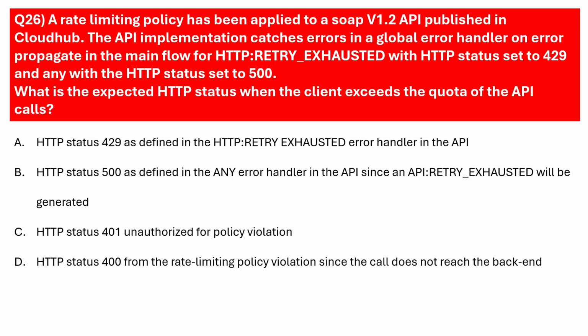A. HTTP status 429 as defined in the HTTP:RETRY_EXHAUSTED error handler in the API. B. HTTP status 500 as defined in the ANY error handler in the API, since an API RETRY_EXHAUSTED will be generated. C. HTTP status 401 unauthorized for policy violation. D. HTTP status 400 from the rate limiting policy violation, since the call does not reach the backend.